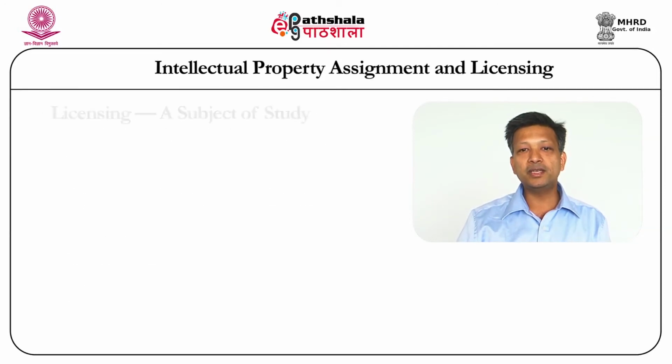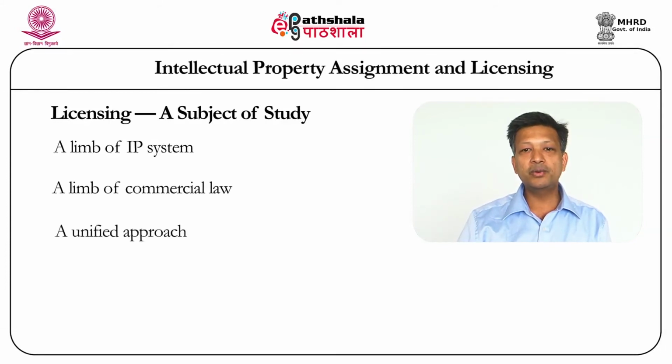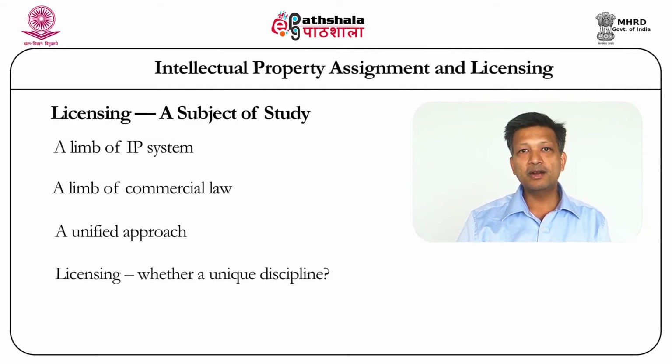Now, if we see licensing as a subject of study, we can see it as a limb of the intellectual property system. We can also see it as a limb of commercial law, and if we adopt a unified approach, licensing has also become a unique discipline in itself, because there are certain legal professionals who identify today as licensing professionals only. Licensing has become quite complex in the modern context, and there are organizations like the Licensing Executive Society International, which enrolls members who are licensing professionals who practice this discipline worldwide.